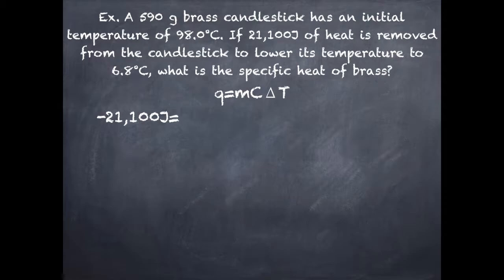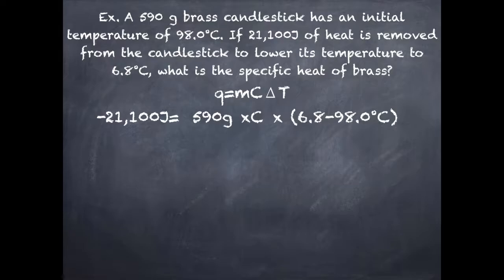So that's my Q. My M is my mass, so 590. I don't know my C. And my delta T, which is always TF minus TI, so final minus initial temperature. So that would be 6.8 minus 98.0 degrees Celsius, okay? So when I subtract my temperatures, the difference is going to be negative, okay? The negative temperature, when you end up dividing to solve for C, because you're going to divide both sides by 590 and by your change in temperature, the negative from the temperature and the negative from your heat will cancel.